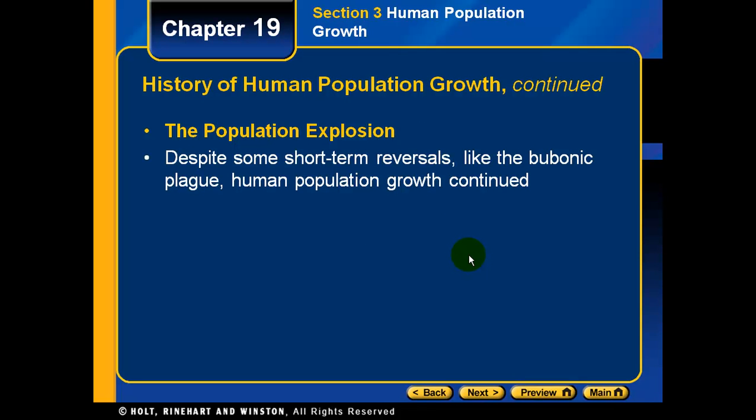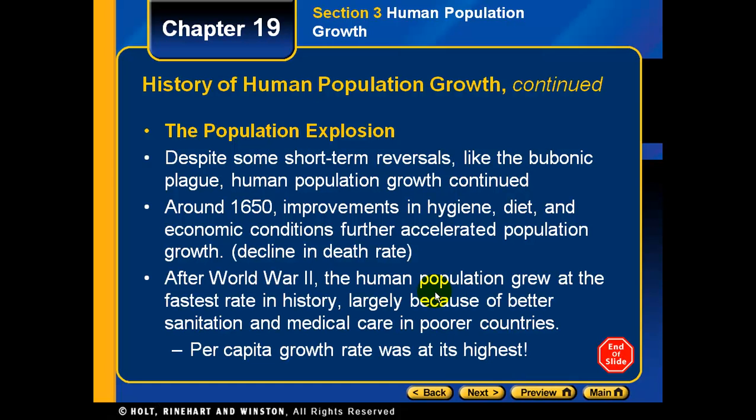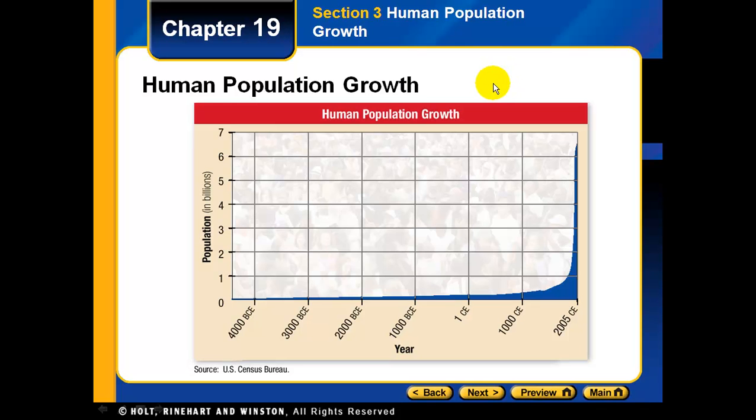Despite some short-term reversals like the bubonic plague, human population growth did continue. Around 1650, there were improvements in hygiene, diet, and economic conditions, and all of those furthered the acceleration of the population growth. There was a decline in death rate. After World War II, the human population grew at the fastest rate in history, largely because of better sanitation and medical care in poorer countries. Per capita growth rate was at its highest.